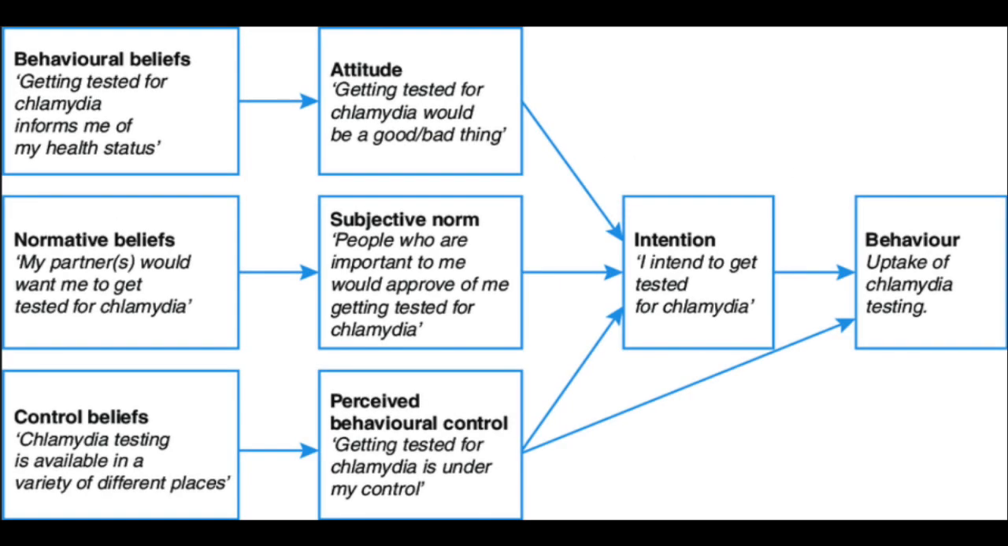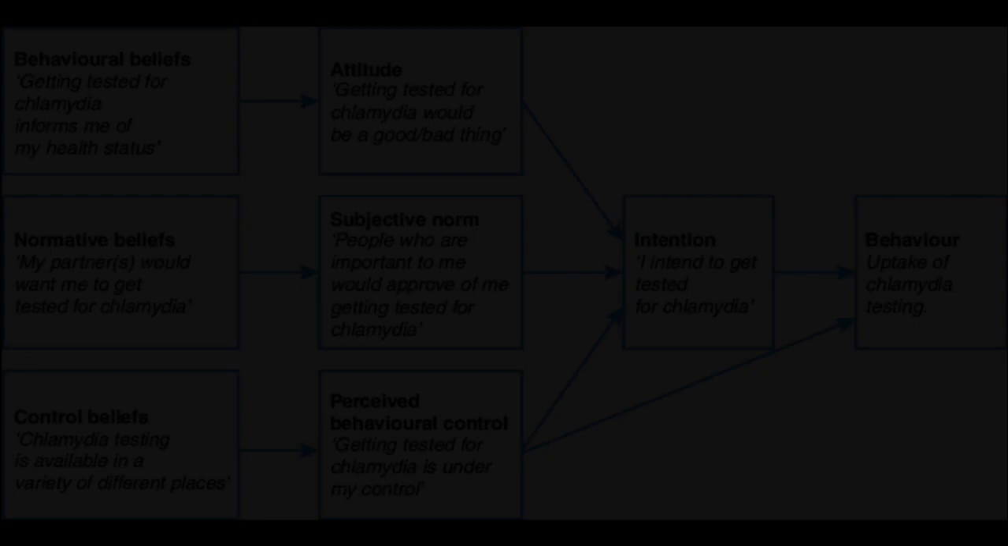The above table is an example of how the theory of planned behavior is used to explain a behavior. In this case, the behavior of undertaking chlamydia testing. Taking the earlier example, if an individual has the control belief that chlamydia can be conveniently tested, then they will have high perceived control and form thoughts such as getting tested for chlamydia is under my control, which gives them increased confidence that they can perform the behavior successfully.